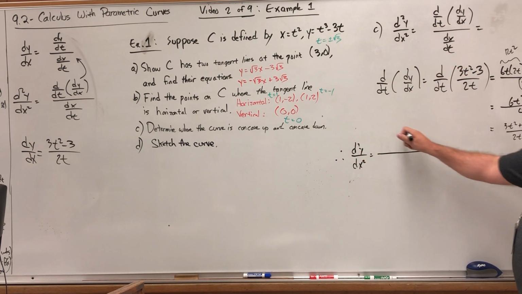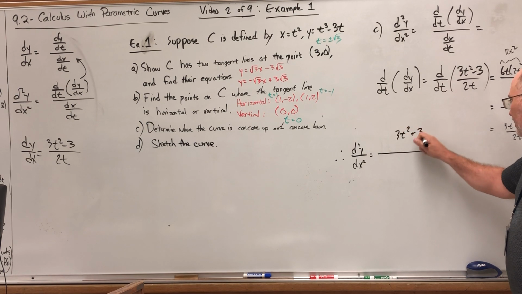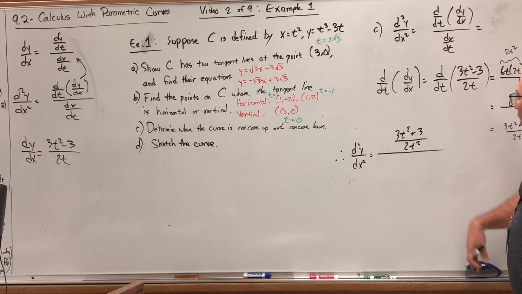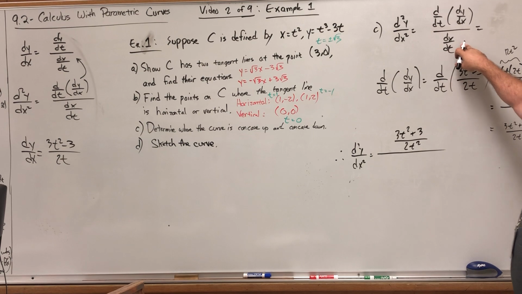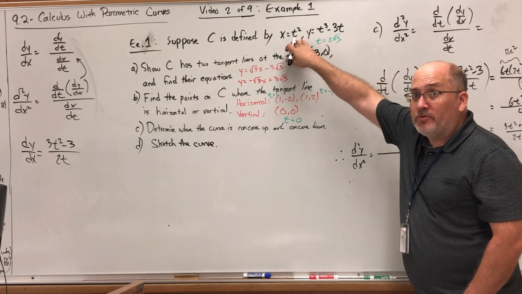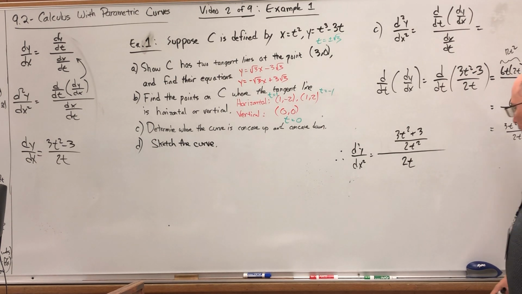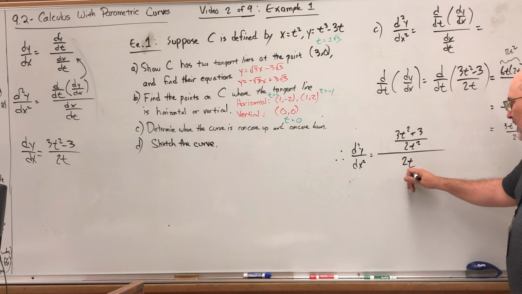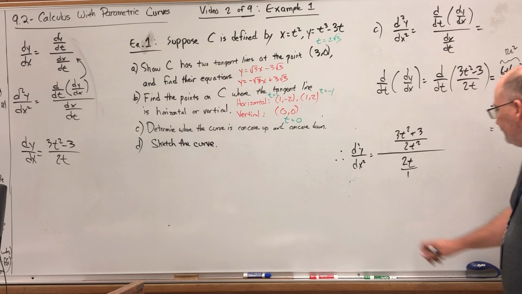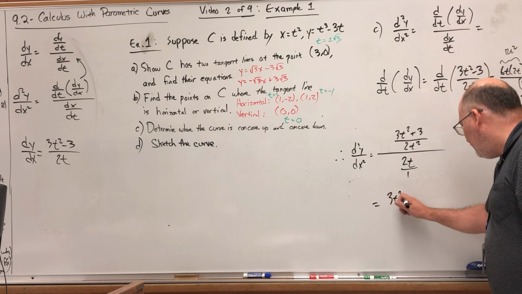is this guy that we just found, 3t squared plus 3 all over 2t squared, over the derivative of x with respect to t. The derivative of x with respect to t is 2t. This needs to be cleaned up. Let's think of this as the quotient of two fractions by putting the 2t over 1. So we can flip and multiply.